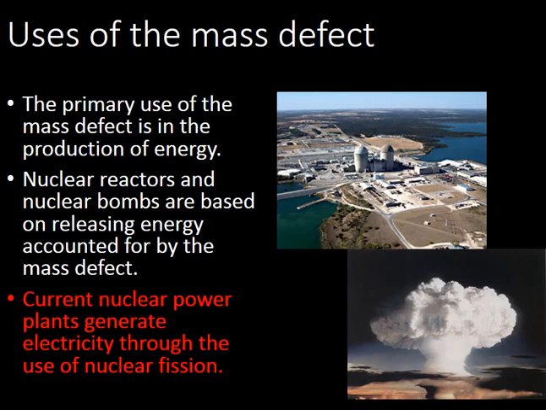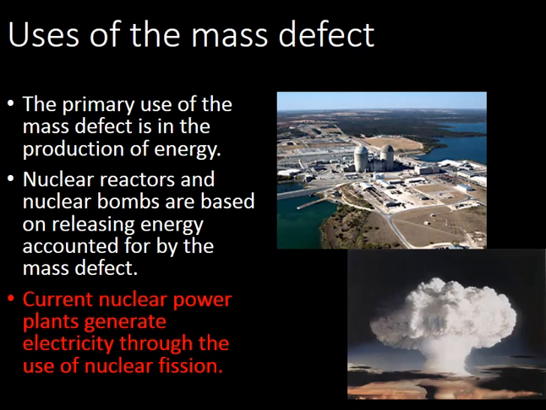So how could we use this? Well, the primary use of the mass defect is in the production of energy. If you look to the right, you can see a picture of the nuclear reactor plant at Glen Rose, Texas. You can also see a picture of the detonation of a hydrogen bomb. Both of those are places where we see lots of energy. Nuclear reactors and nuclear bombs are based on releasing the energy that's accounted for by the mass defect.